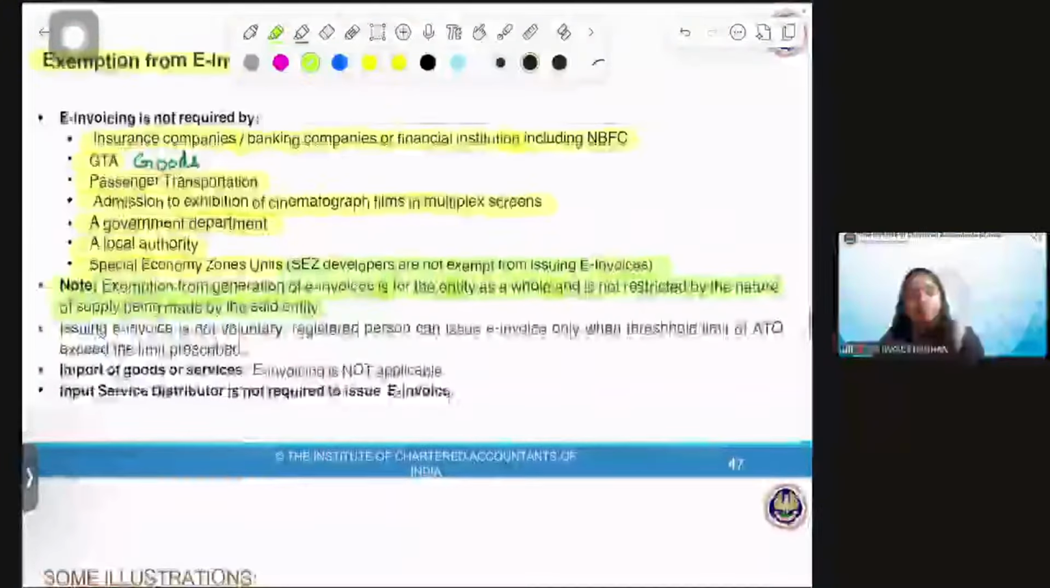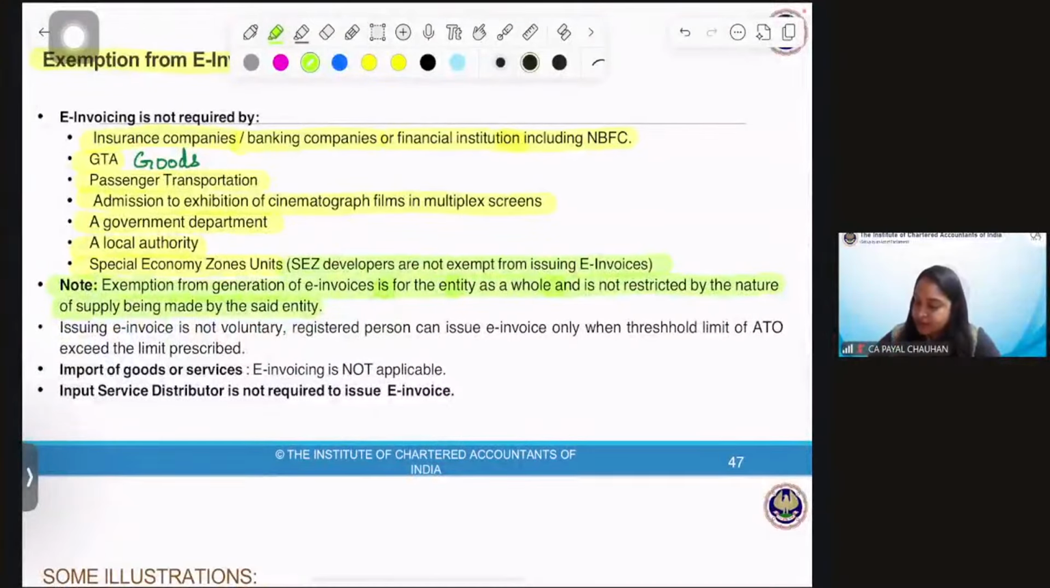Then we have issuing e-invoice. Issuing e-invoice is not voluntary. A registered person can issue e-invoice only when the threshold limit of ATO exceeds the limit prescribed. Okay, I'll ask you, can we have a voluntary registration? Can we have a voluntary registration?